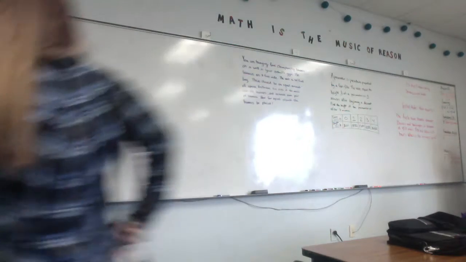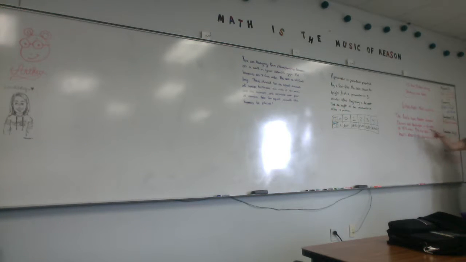First word problem here in pink. This train travels between Boston and Washington, a distance of 457 miles. The trip takes 6.5 hours. What is the average speed?